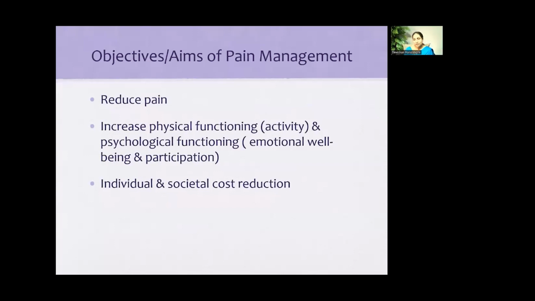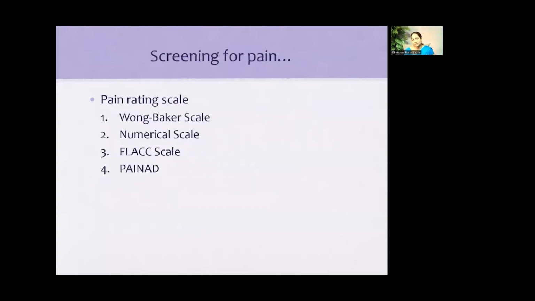Now, when we start off with the objective of managing pain, first we must screen our patients for pain. So for this, different tools and scales have been used. Some of the pain rating scales are the Baker scale, numerical scale, FLACC scale, and PAINAD. Now these are general tools that are used in patients with pain, not only in patients with rheumatological pain.